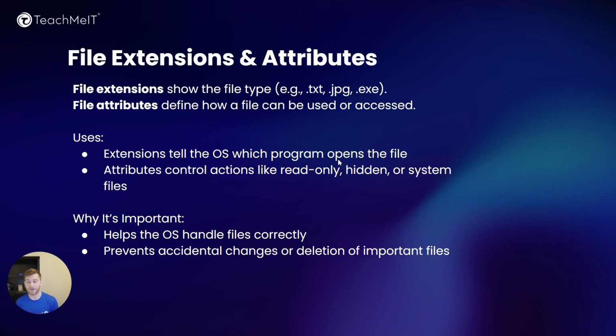For uses, file extensions help the operating system understand which program is opening a file, and file attributes help us get more information about the file, as well as add any sort of control mechanism like locking a file or adding permissions. These are both important because they help the operating system handle files correctly, and they prevent accidental changes or deletion of important files when permissions and proper security are applied.